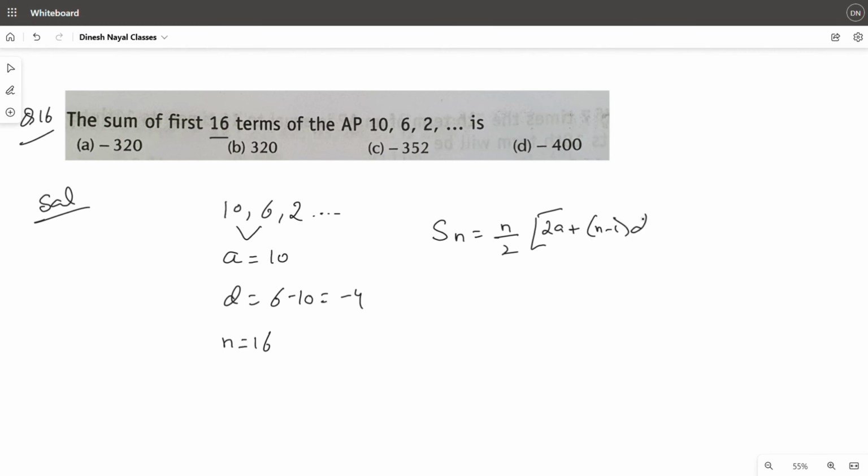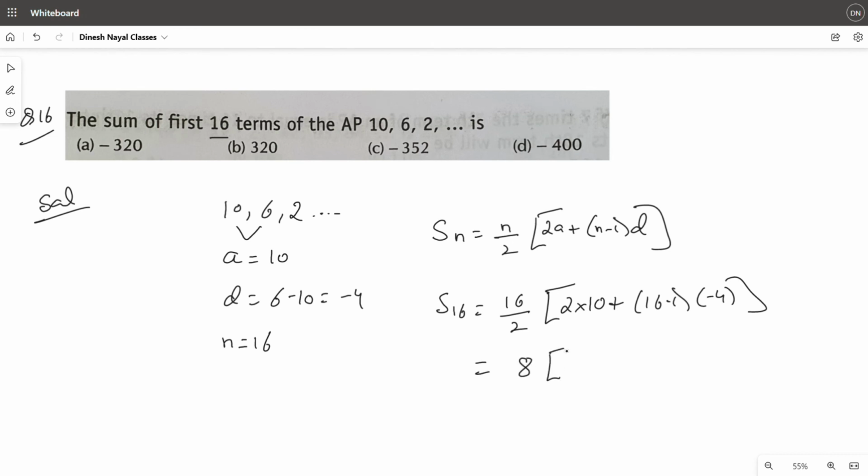Here we have to find the sum of 16 terms. So now S16, applying the values, this is 16 by 2, into 2 into 10 plus 16 minus 1, and d is given as minus 4. Now 16 by 2 becomes 8. This is 20 plus 16 minus 1, which is 15, into minus 4.